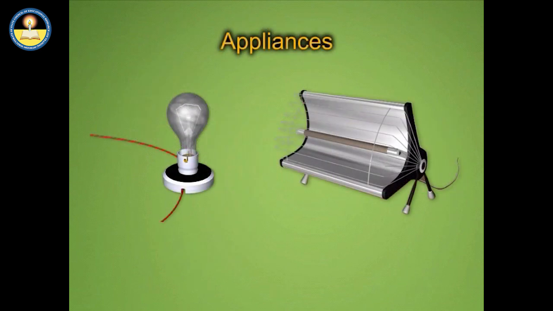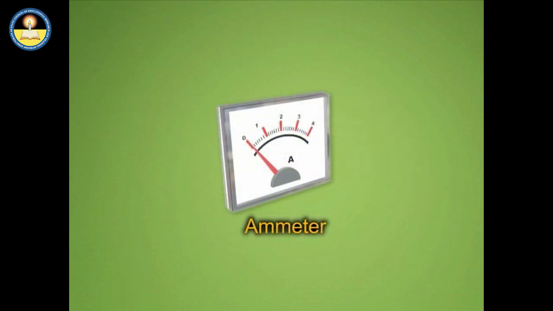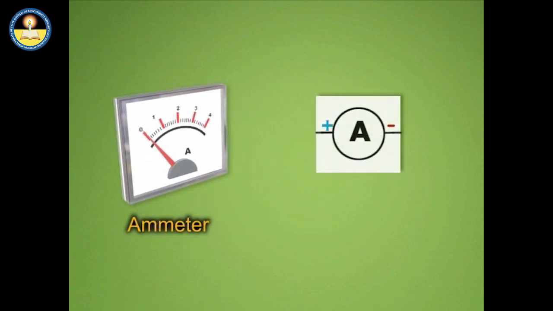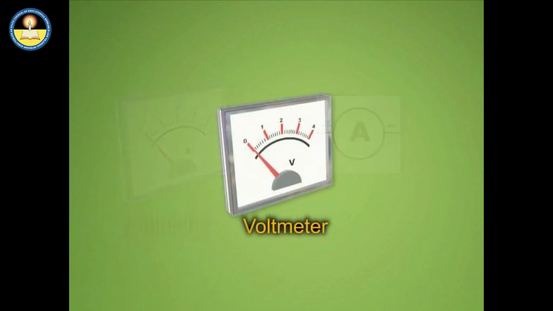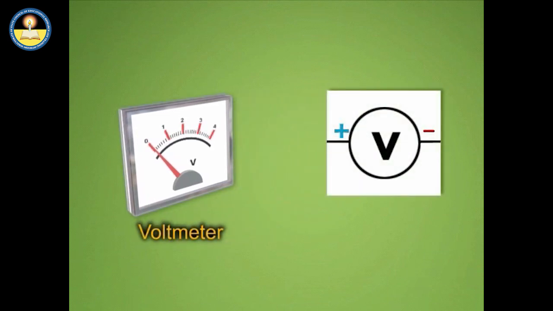Electrical appliances are represented by a coil-shaped symbol. To measure the amount of electric current flowing through the circuit, an ammeter represented by encircled A is used. And to measure the potential difference in the circuit or across any particular device, a voltmeter represented by encircled V is used.